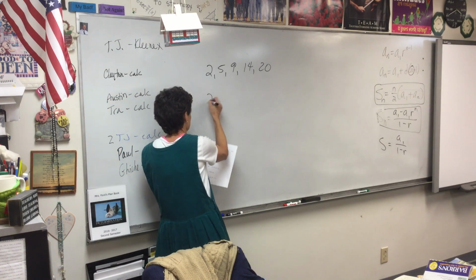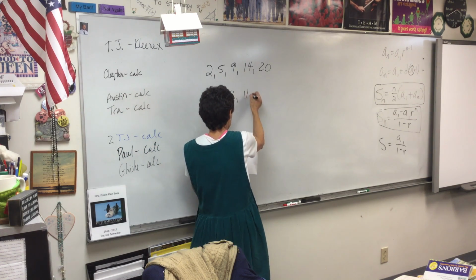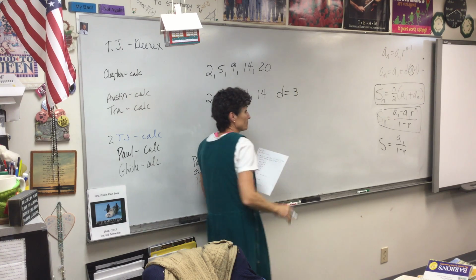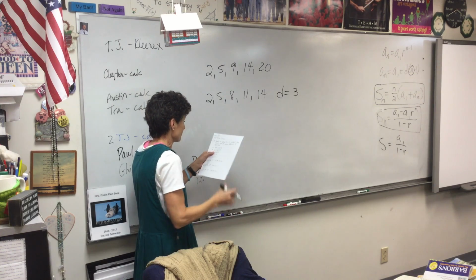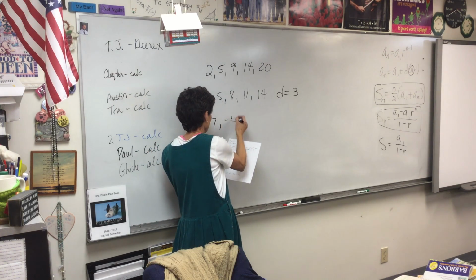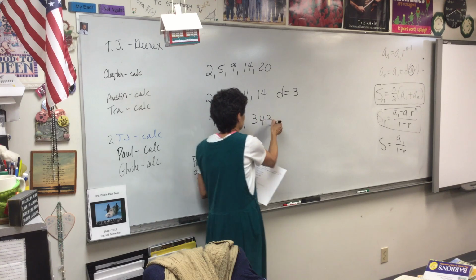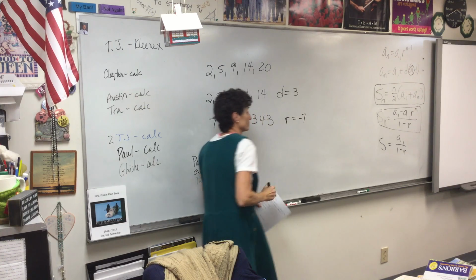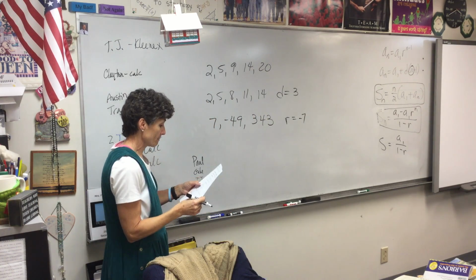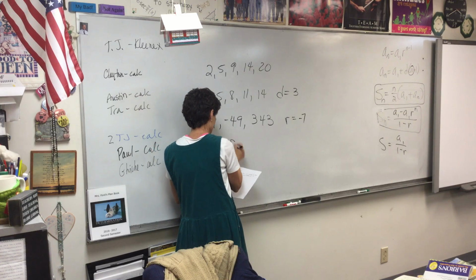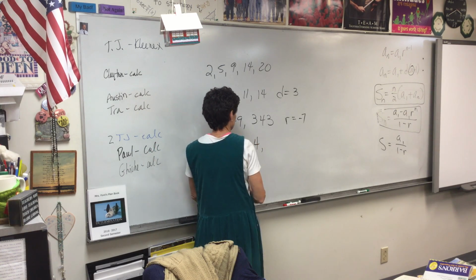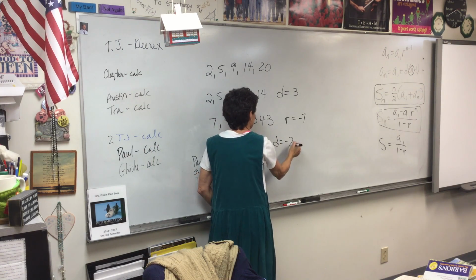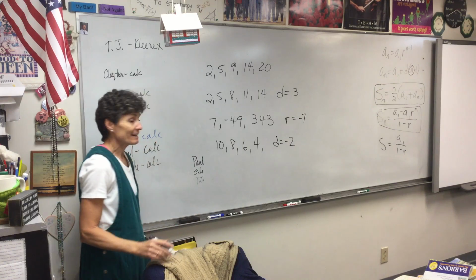All right, what about B? That one is arithmetic and the common difference is 3. That's what you're adding all along. All right, what about this one? Geometric. And the ratio is -7. We're multiplying by -7. 10, 8, 6, 4. Arithmetic, -2. You're adding -2.